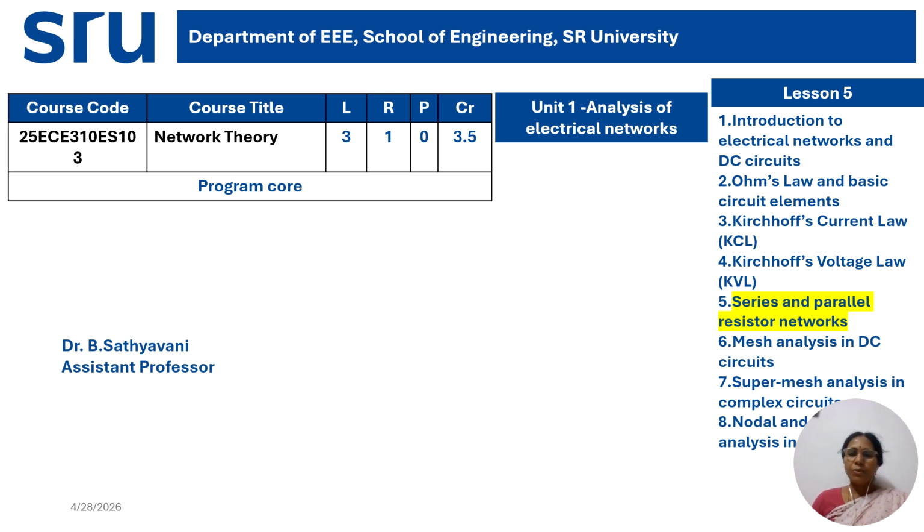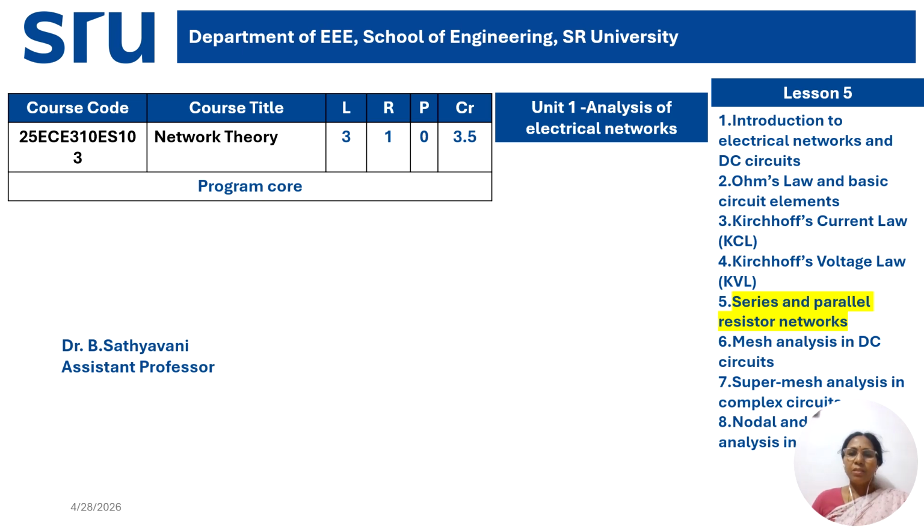Today we are going to discuss series and parallel resistance network in lesson number 5. We already finished lesson number 1 with introduction to electrical network, and in lecture 1 we discussed different types of classification of electrical elements, active and passive elements, with examples and their units, and in lecture 2 we discussed Ohm's law and basic electrical power equation and energy equation.